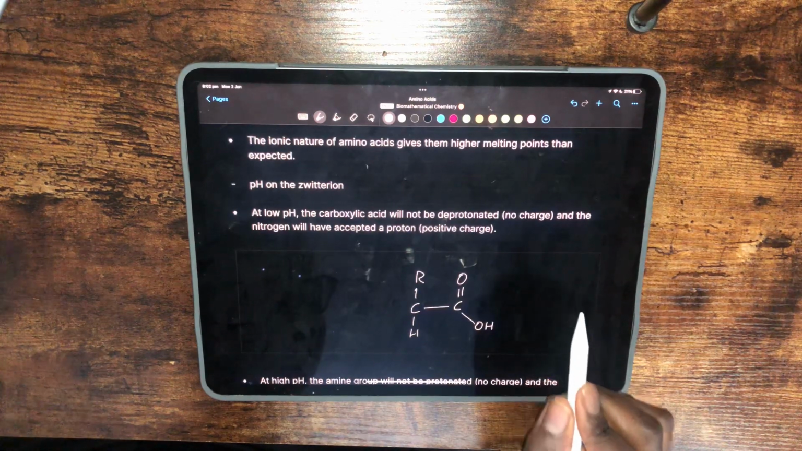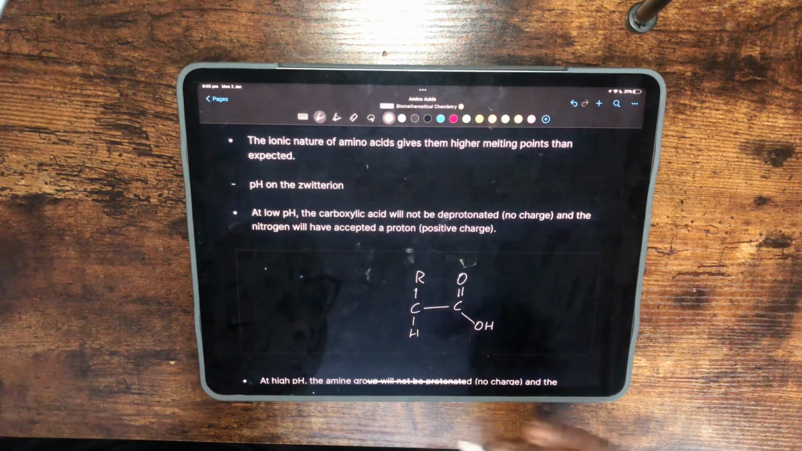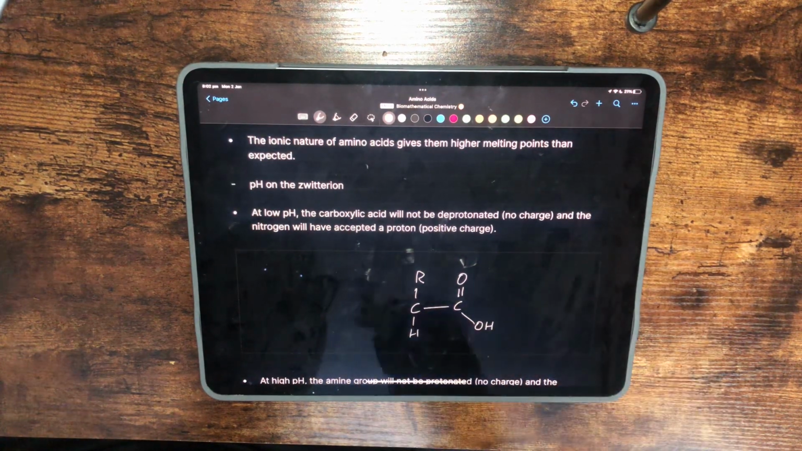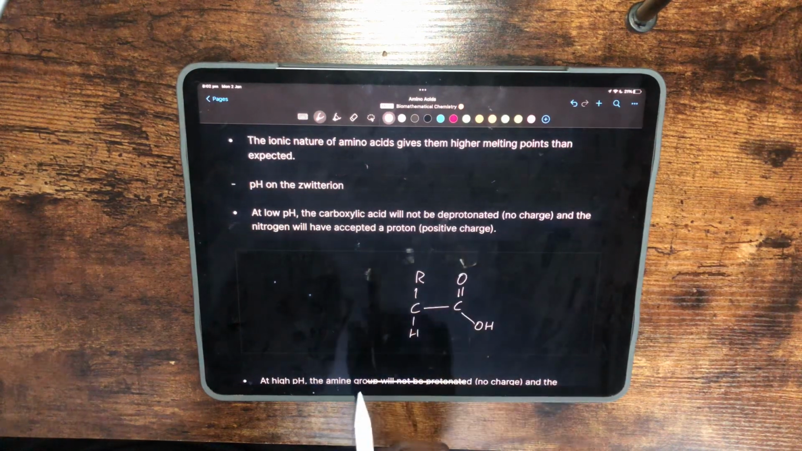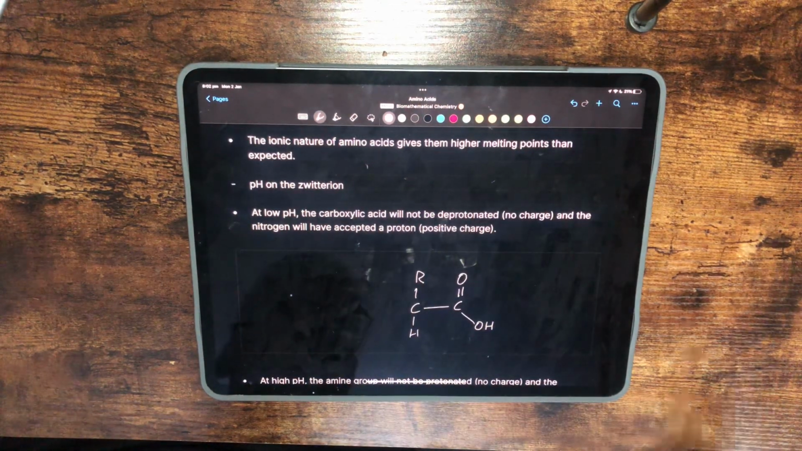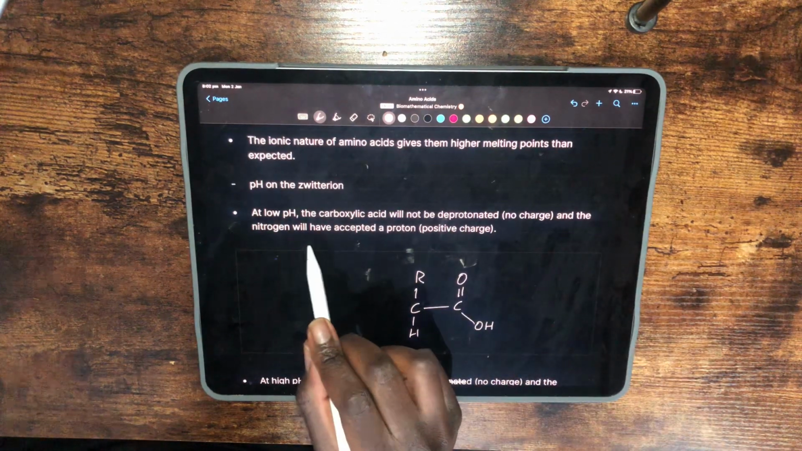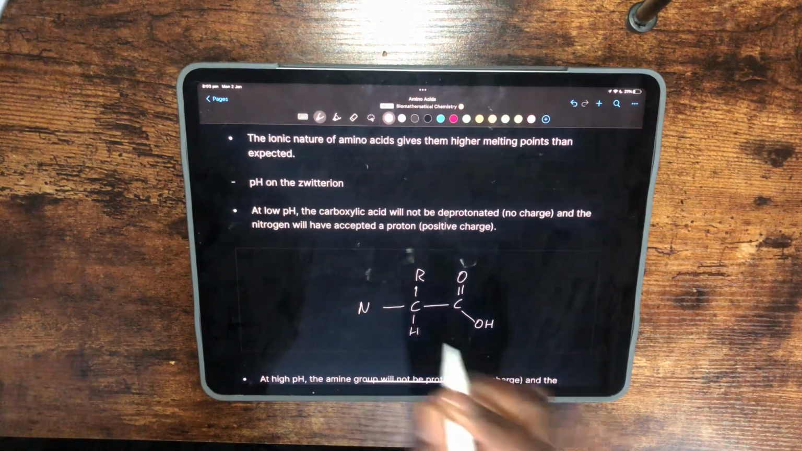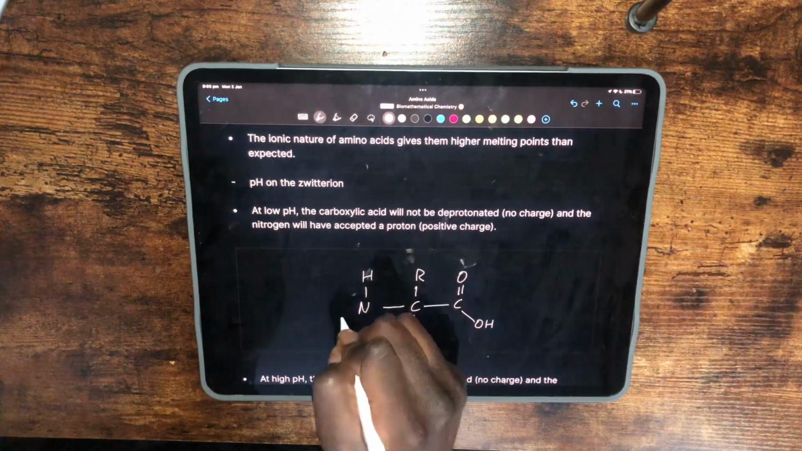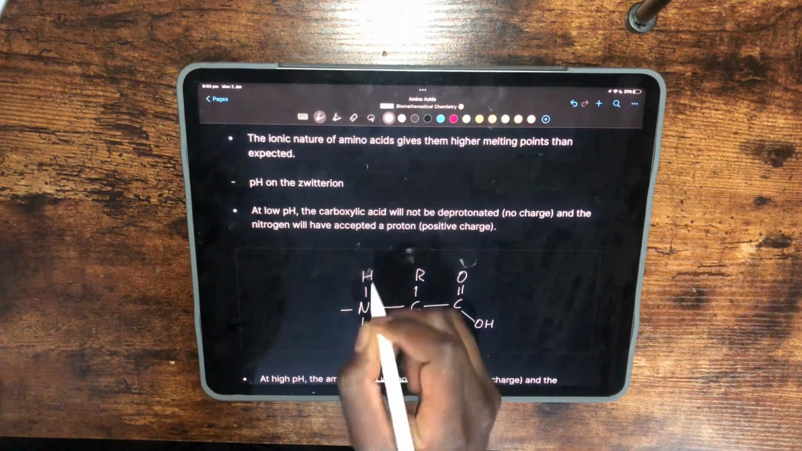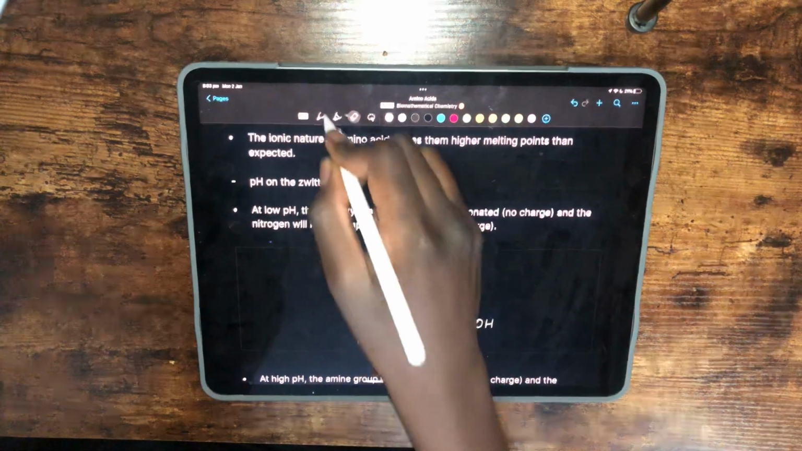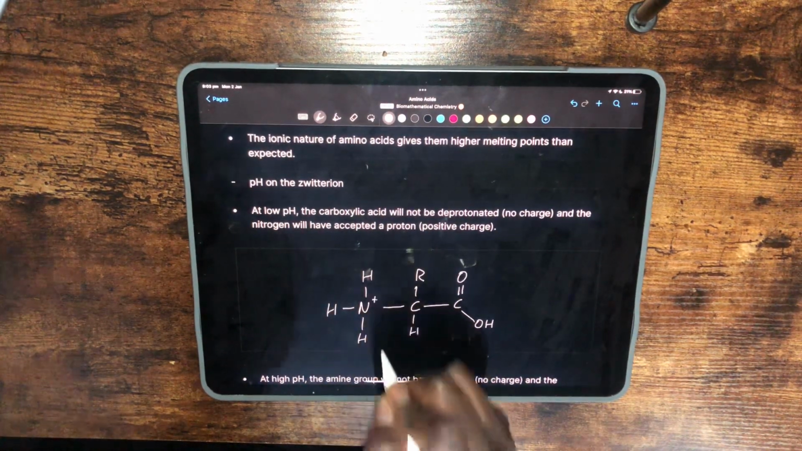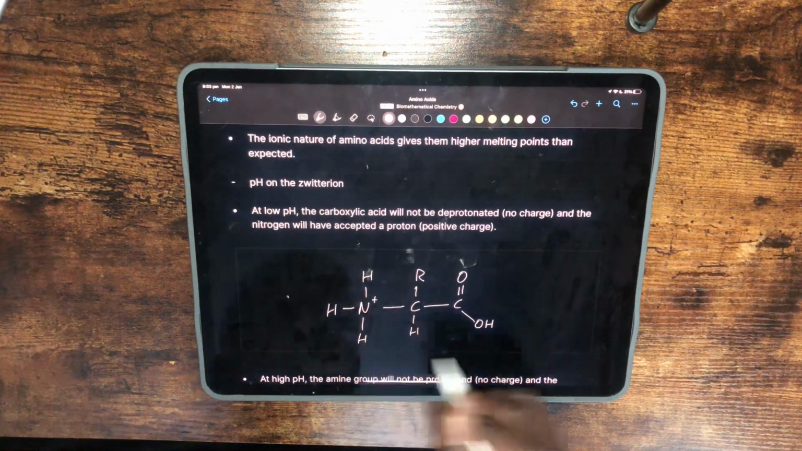However, because this is now a low pH, it's very acidic, and the amine group, which is basic, will have accepted a proton. That's the property of a Brønsted-Lowry base. So the nitrogen will have accepted a proton and become NH3 plus. It would have been initially like that, but now that it's gained a proton in acidic conditions, it's like that, and you have to draw the extra hydrogen.